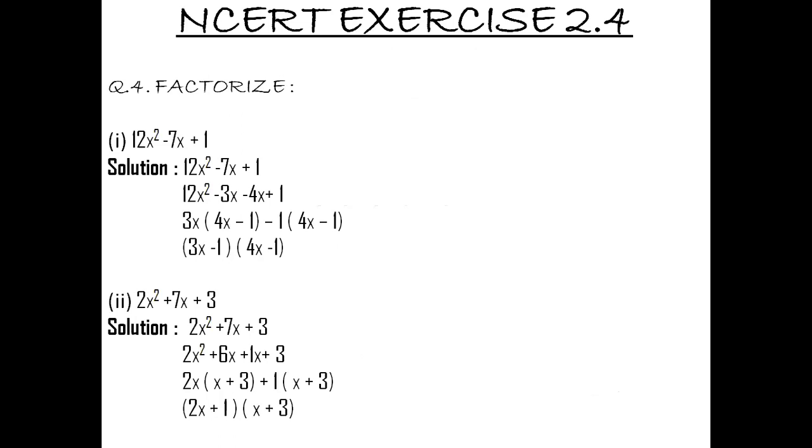Now, as you could see over here, NCERT exercise 2.4, question number 4, factorize. The first question is 12x squared minus 7x plus 1. As you could see here, how many terms are there? There are 3 terms. So the very first step is to multiply the numerical coefficient of the first term and the last term. So here the numerical coefficient of the first term is 12 and the last term is 1. So 12 into 1 happens to be 12.